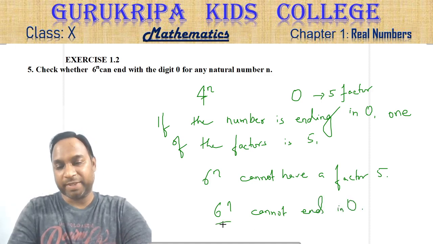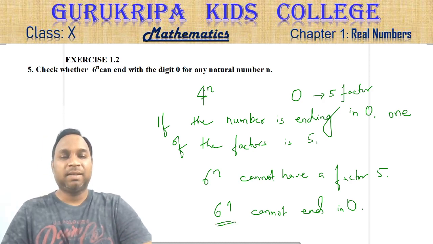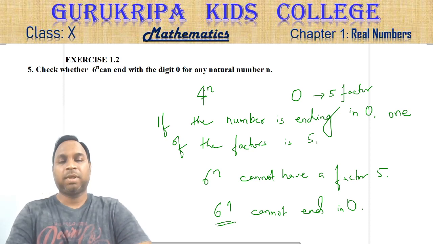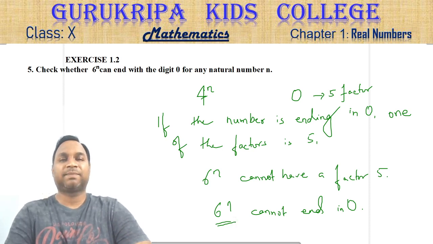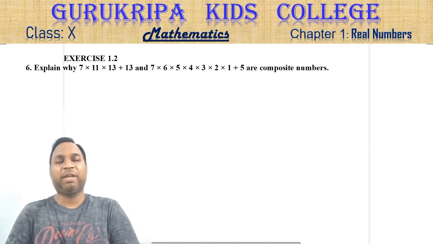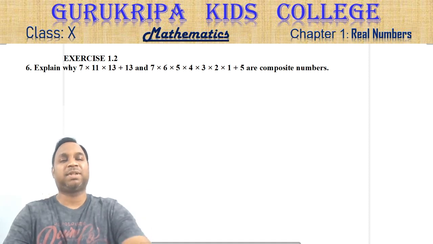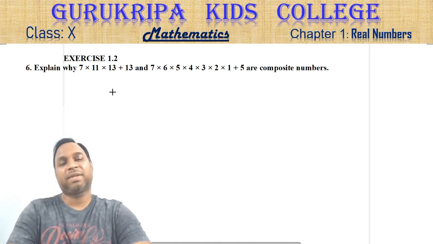Whatever be the value of n, whatever value n takes, 6 to the power n cannot end in 0. In no case is it possible. Question number 7. Explain why the two numbers given are composite numbers. Okay, let's see one by one.